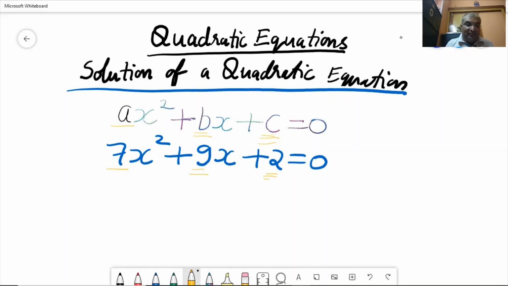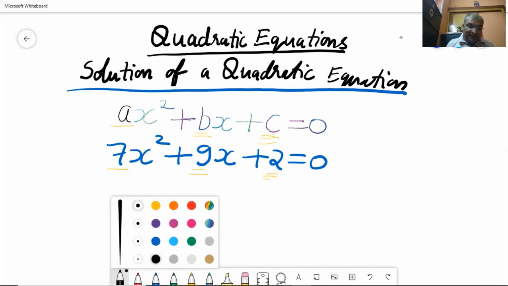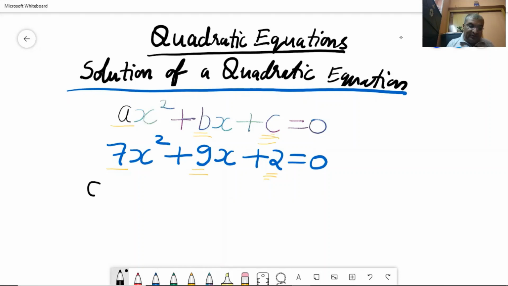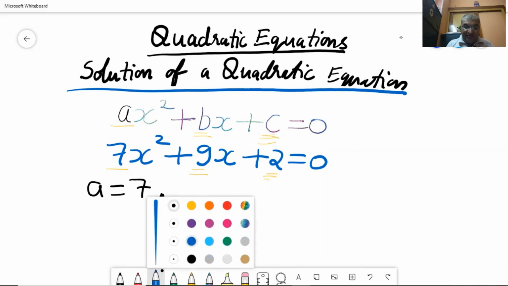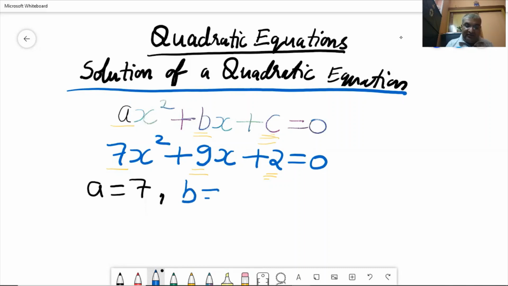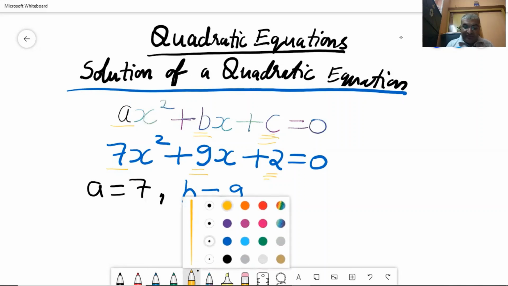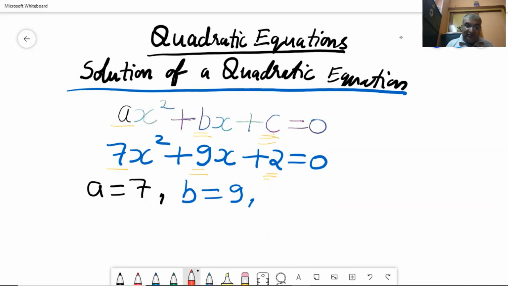The term with x square was a, so the term with x square is 7. It means when we do the comparison, we can very simply write that a is equal to 7. Now the next thing which you should understand very well is that b here is 9. As you can observe, the coefficient of x was b. Coefficient of x is 9, so value of b will be 9. Now the third value which you can see, please try to observe. In this case, you should try to see that value of c is equal to 2.